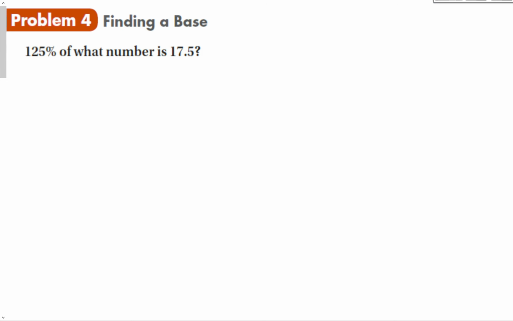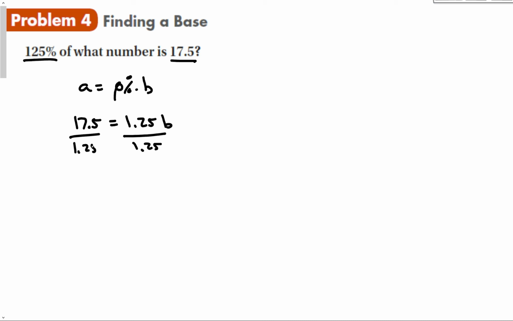Okay. So let's try finding a base with my percent equation. Actually, let's do both methods: the percent equation and the percent proportion. So A is equal to some percent times my base, which means that 17.5, because this is the answer, is equal to 125% as a decimal, which is 1.25, times some base. Divide out the 1.25 and we get 14.